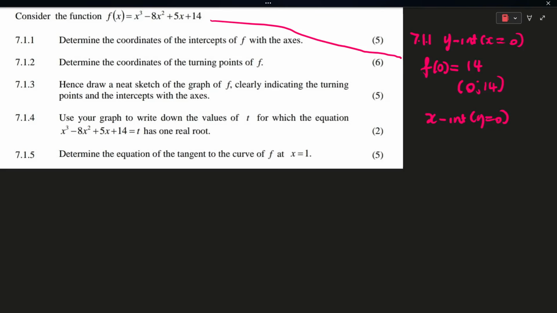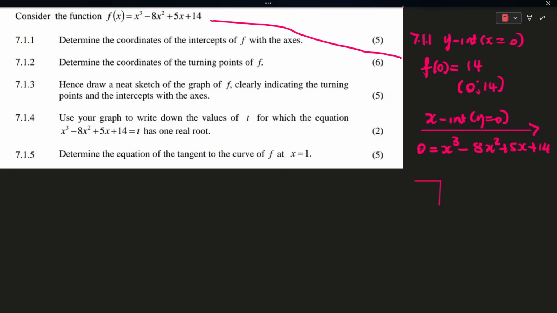And then the next thing, we look for the x-intercept. Where there's y, we put 0. So you're going to say 0 is equal to x cubed minus 8x squared plus 5x plus 14. Now, we're going to look for a factor. I know you have many methods to use: you can use synthetic division, inspection, or long division. I think this one is a bit easy.